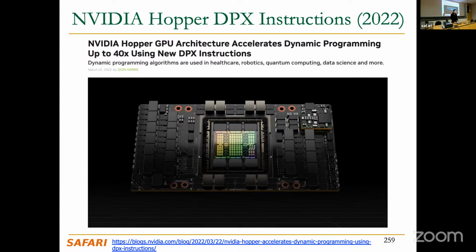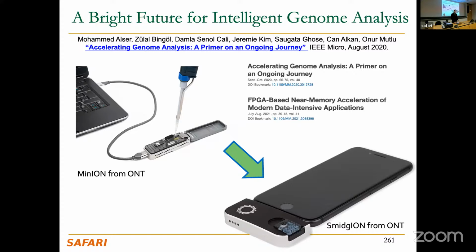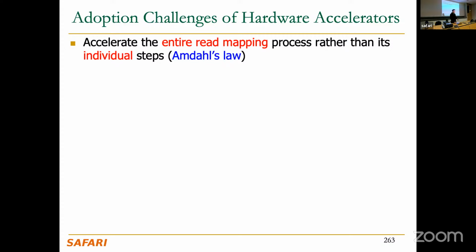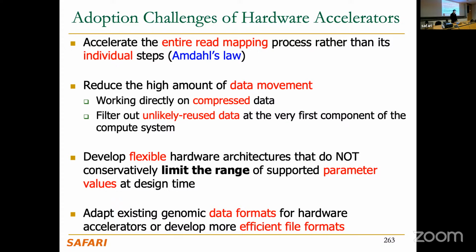And right now, we're also seeing collaborations between companies such as Bionano and NVIDIA, who are trying to accelerate the genome analysis steps as well. So there's a bright future for intelligent genome analysis because of the synergy going on in the industry. But computing is still bottlenecked by data movement, and there are challenges to solve when co-designing hardware and software together.